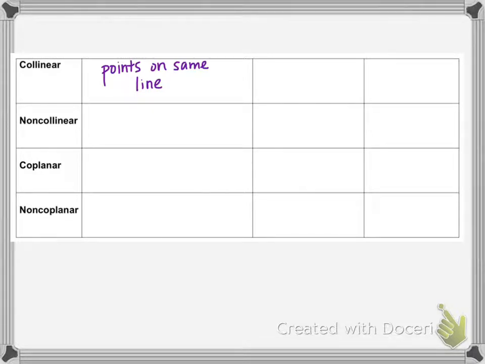Collinear, this describes points that are on the same line. The sketch of collinear points may just be some points that are on a line, kind of like this one. A, B, and C are collinear. A way to remember that is linear means line, co means with, so they are with or together on the same line.